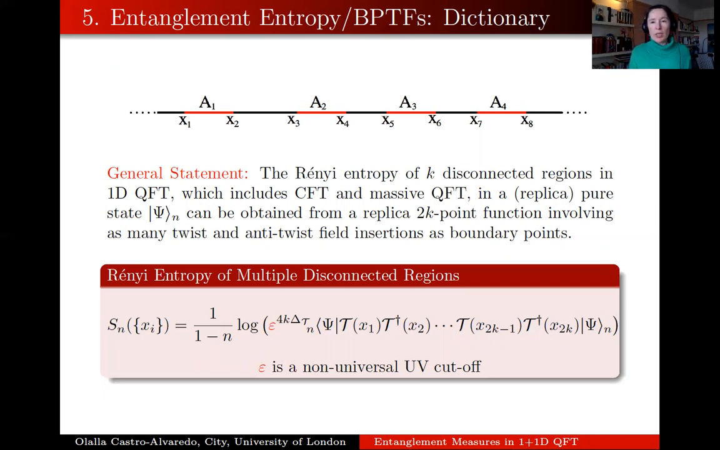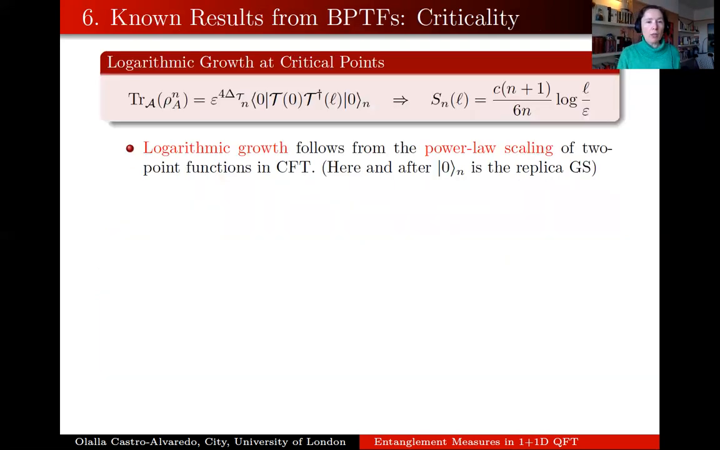Now, with these definitions, the last thing I want to explain to you is how you can recover results that you probably have seen before using these twist fields. So one famous result, probably the most famous result, is the logarithmic growth of entanglement entropy in conformal field theory. And this is a consequence, a very simple consequence of this definition.